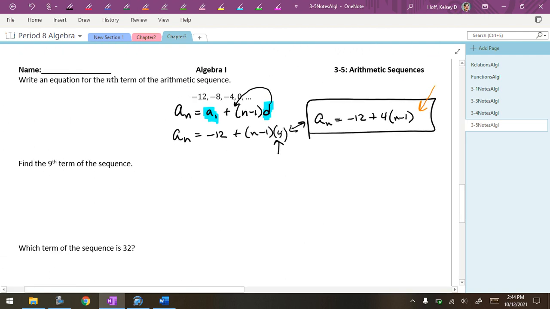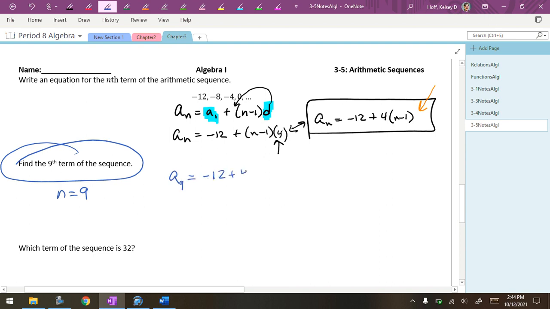Okay. Sticking with that same sequence. Now they say they want you to find the 9th term. That means n equals 9. So take your equation and plug in 9. A of 9 equals negative 12 plus 4, parenthesis, 9 minus 1.